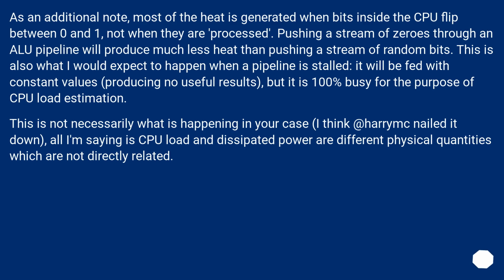As an additional note, most of the heat is generated when bits inside the CPU flip between 0 and 1, not when they are processed. Pushing a stream of zeros through an ALU pipeline will produce much less heat than pushing a stream of random bits. This is also what I would expect to happen when a pipeline is stalled. It will be fed with constant values, producing no useful results, but it is 100% busy for the purpose of CPU load estimation. This is not necessarily what is happening in your case.